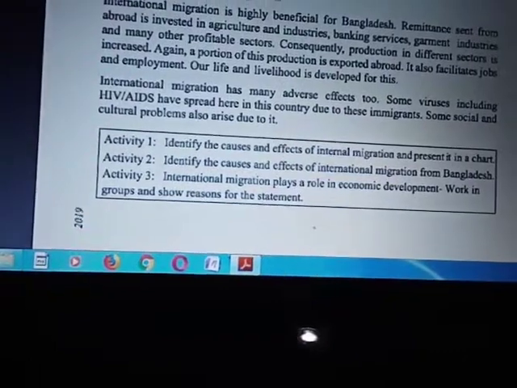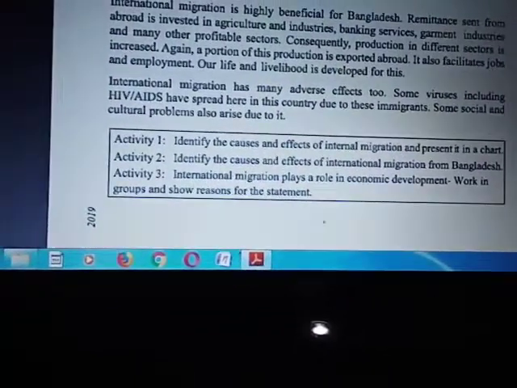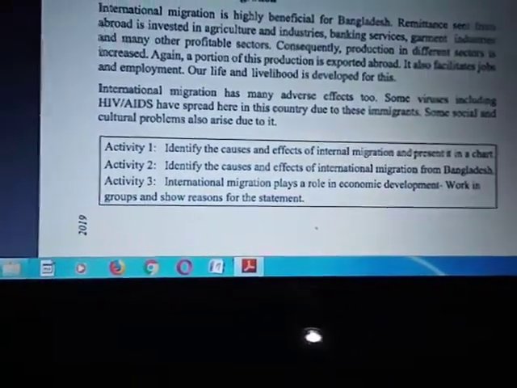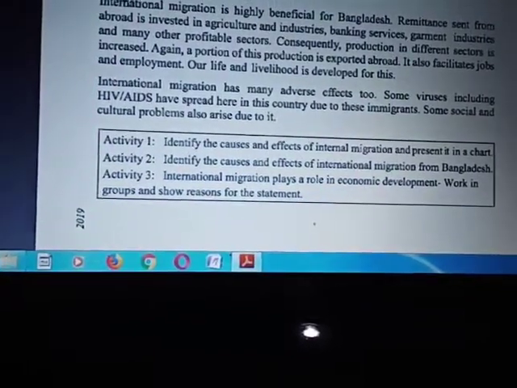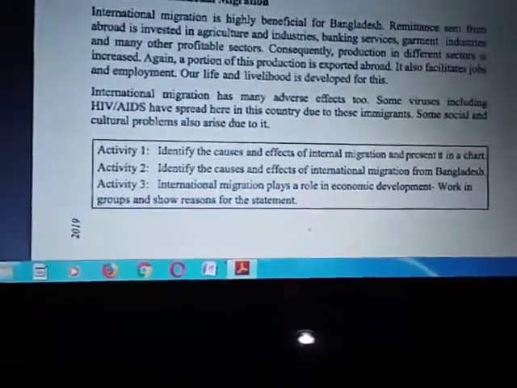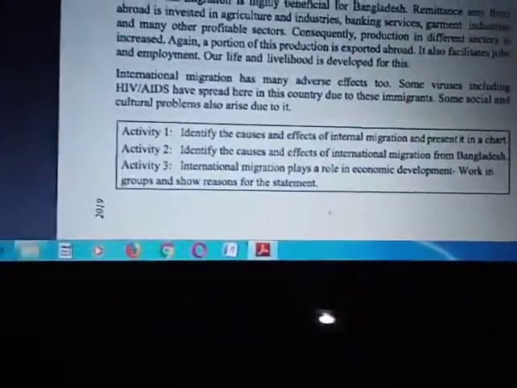International migration has many adverse effects too. Some viruses including HIV/AIDS have spread in this country due to these immigrants. Some social and cultural problems also arise due to it.